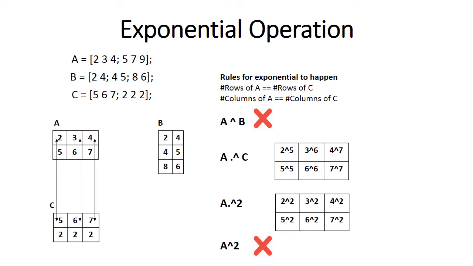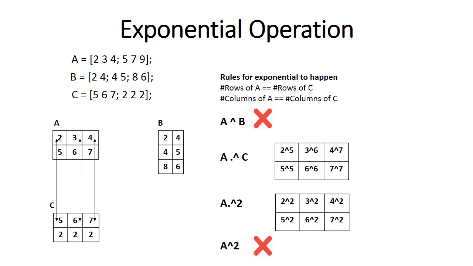The exponential operation is always also element to element, but in this case you have to say dot exponential. So you can't just say the exponential sign on its own, operation on its own between 2 arrays. You've got to say dot, and because it's element to element, the 2 arrays must have the same shape. So what we get here is for row 1, column 1, if it's a dot exponential c, it's 2 to the power 5. Then it's 3 to the power 6 and 4 to the power 7.